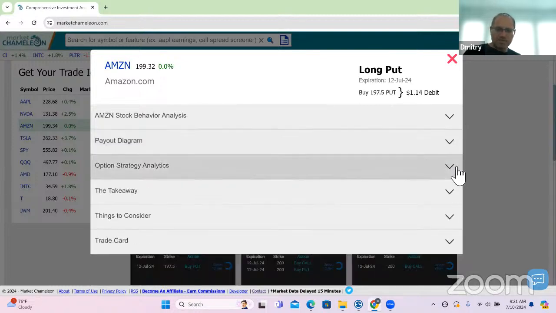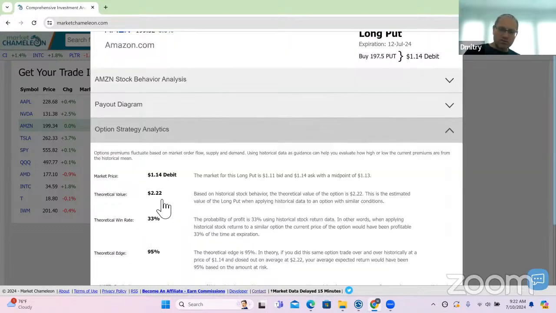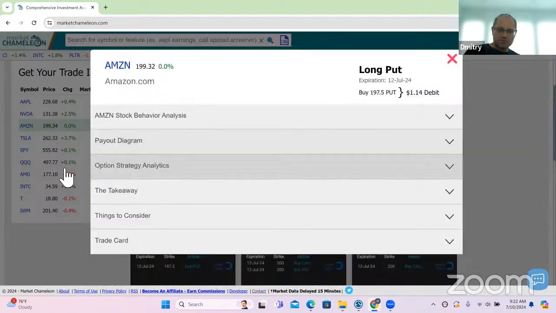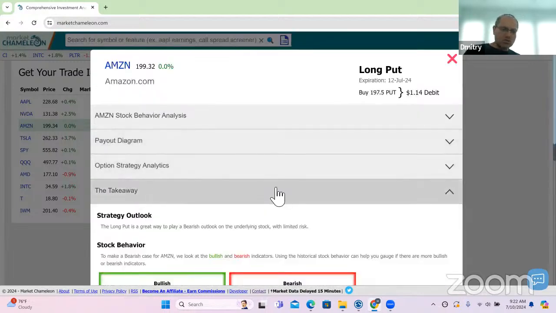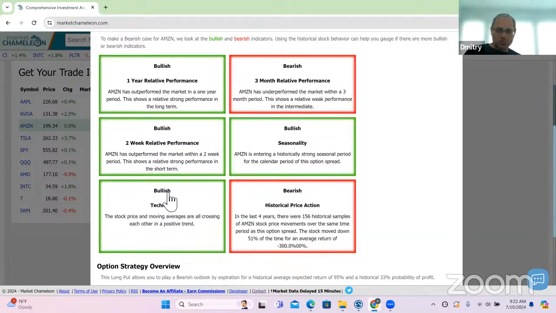Let's close that out. We look at the analytics of the option just to explain it, but we already did with the debit, 222 theoretical value. So we just explained all of this part, but you could read it in here. The takeaway here just sums it up: this is a bearish strategy, and we got 4 out of 6 analytics on how the stock behaved pointing to a bullish pattern, 2 to a bearish.